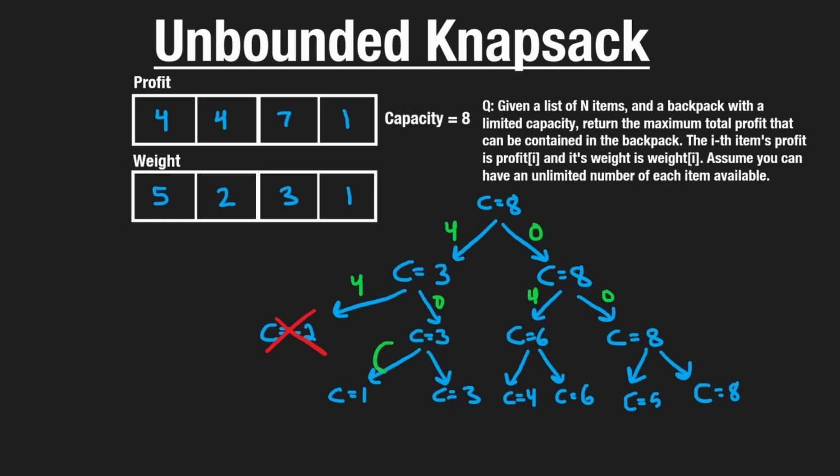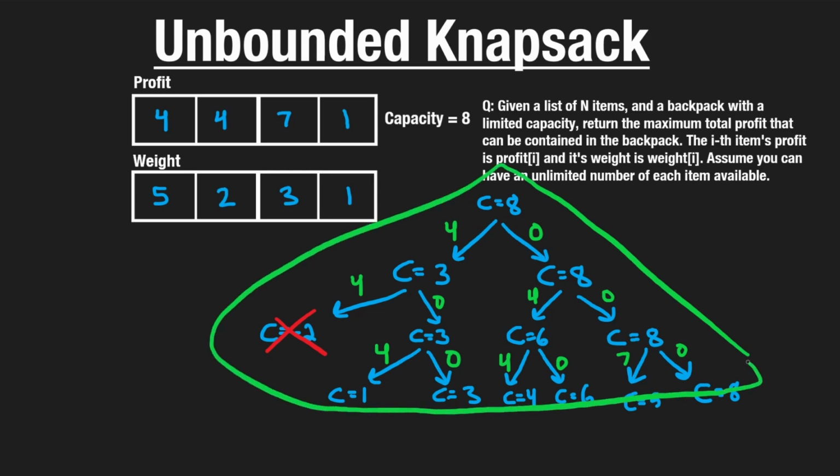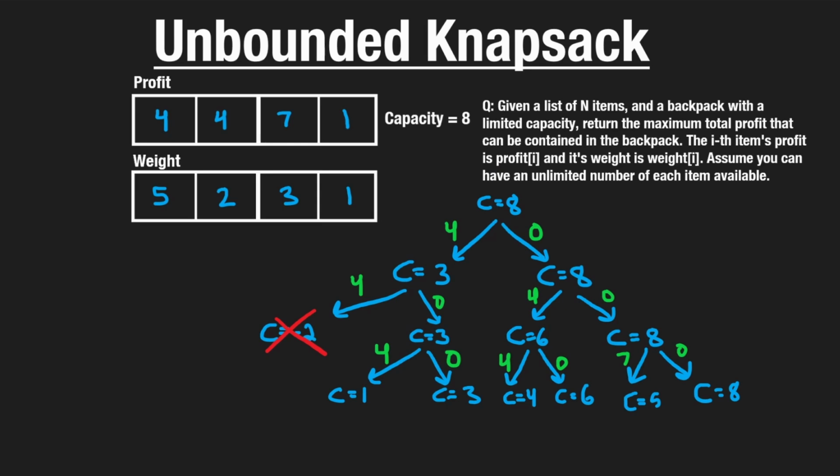So the profit we would have gotten here from the second item would have been 4. Here we would have gotten 0. Here we would have gotten 4 again from that second item. Here 0. Here we would have gotten a profit of 7 because the weight was 3. And here we would have gotten a profit of 0. So you're probably thinking that this is really, really similar to the 0-1 knapsack, and that's because it is. Actually, when we take a look at the code, it will only be like 1 or 2 lines different.